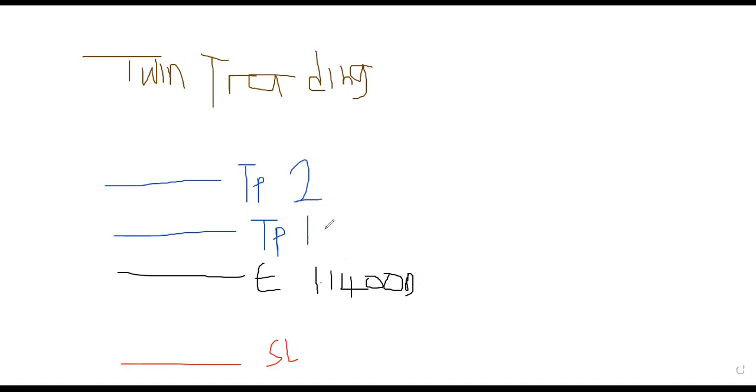So for your TP1, let's say you are trading an account of $500. So your TP1 is 1.14, 10. I'm going to use another marker so that you people will understand where I'm adding my take profit to. Let me use red. Red is so bright.